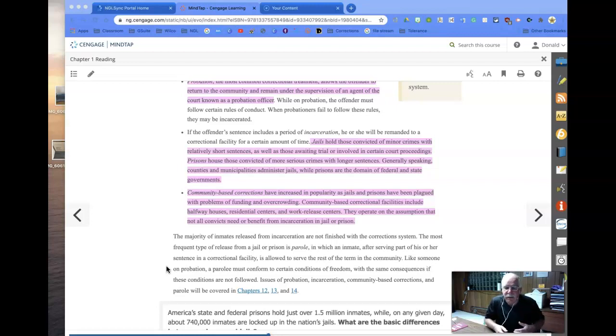So they're not released back into society, but they're put in these halfway houses or residential centers where they can be in society, they work, but they live within these halfway houses and residential centers and work release centers. So they're much more restricted. They don't have as much freedom. After work, they have to go back into the centers, and they're probably not free to go to the bars and everything else like that.